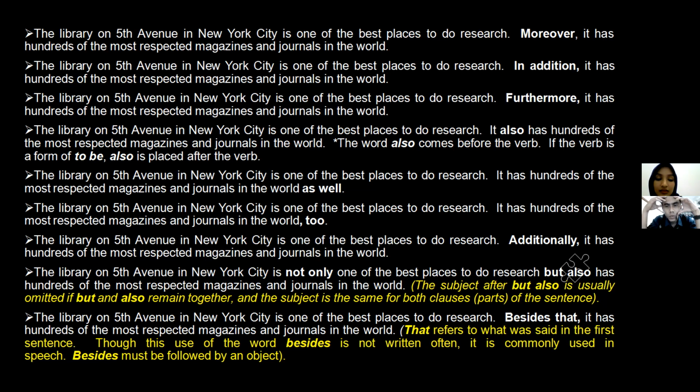The word also comes before the verb. So if the verb is a form of to be, also is placed after the verb. Good. So you see the differences between additionally and also, right?